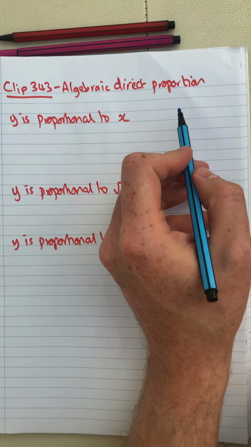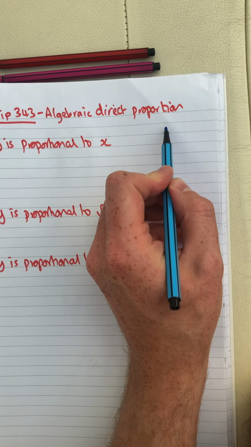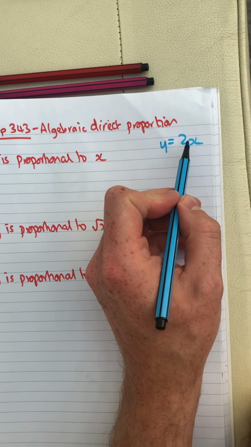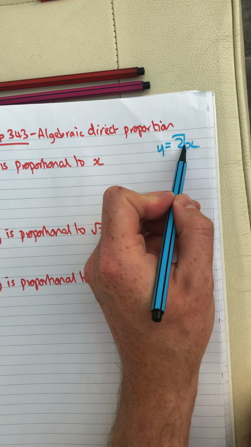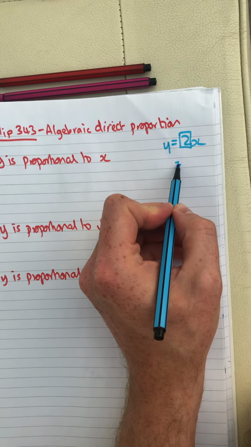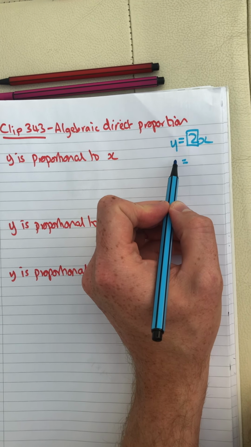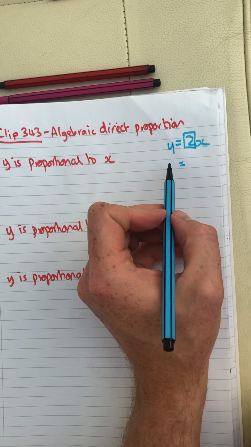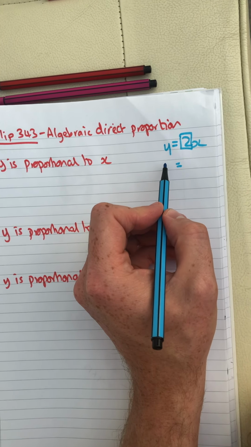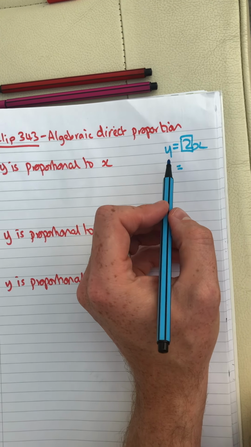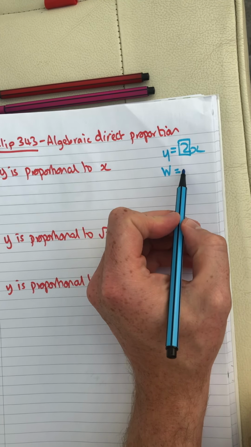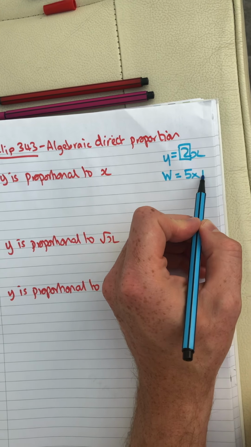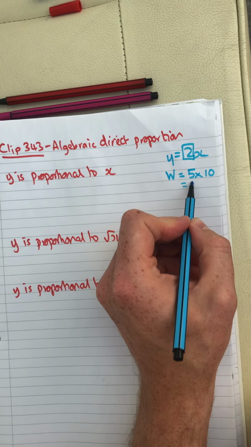So the key thing to start off with is, if I said y equals 2x, that means if I take x and times it by 2, I get y. If I said I work for so many hours and I get an hourly rate, a certain amount of money per hour, that would give me my wages for a week or a month. So I could say that's W. And let's say I work for 5 hours at £10 an hour, I would get a wage of £50.